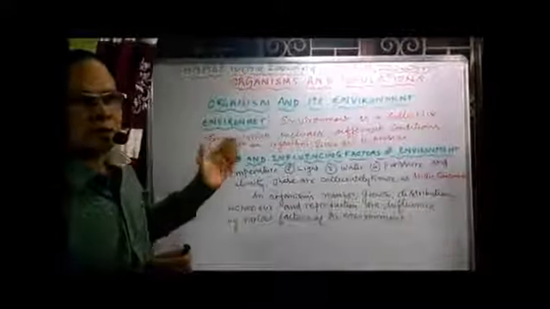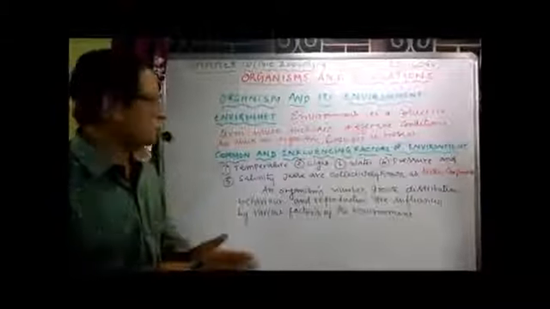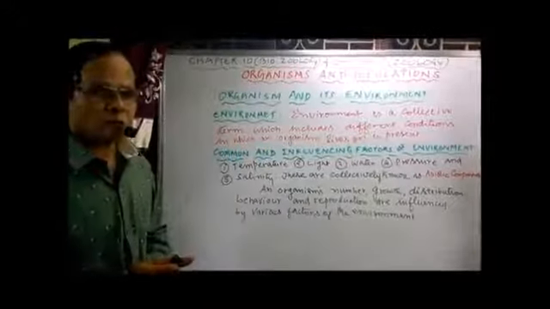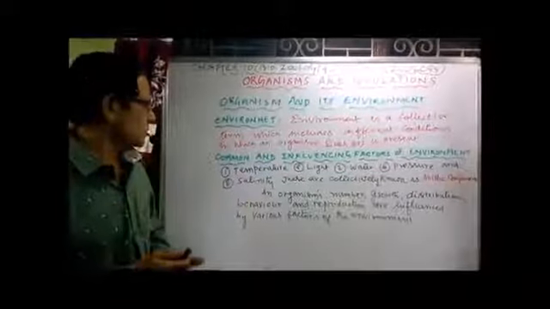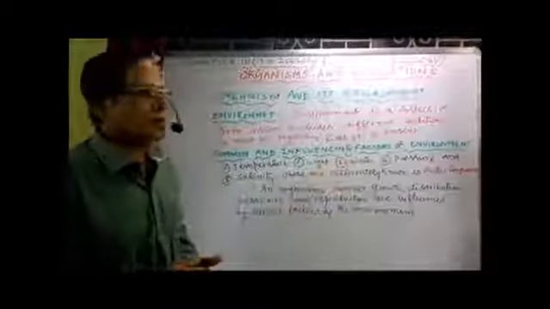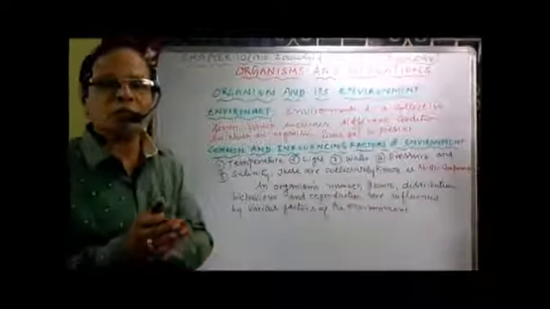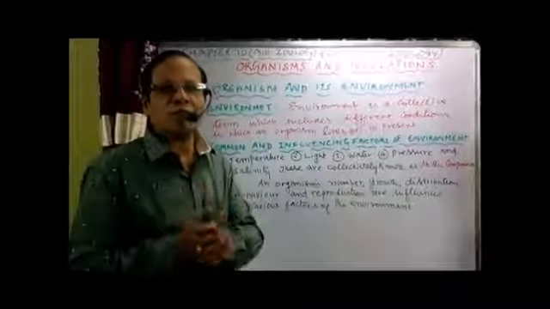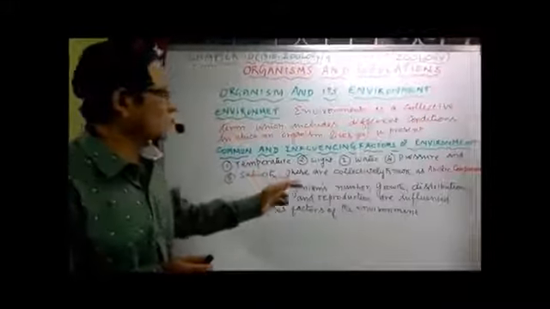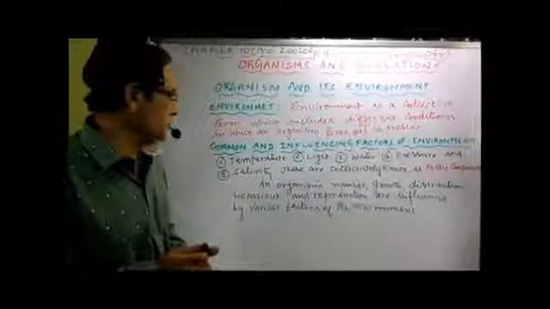We have a number of common factors which influence the environment. The common and influencing factors of the environment include mainly the physical factors and also some chemical factors. Number 1, temperature. Number 2, light. Number 3, water. Number 4, pressure. And number 5, salinity. The word salinity refers to the amount of salt present in 1 kilogram of water. We calculate salinity only for marine water. The amount of salt present in 1 kilogram of water is known as its salinity. And all these factors are collectively known as abiotic components of the environment.